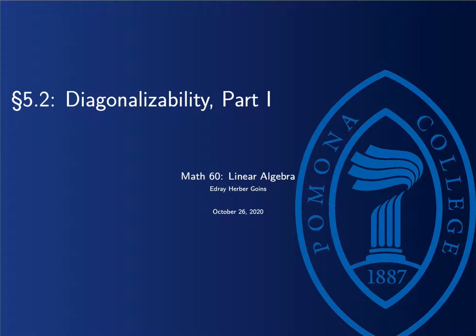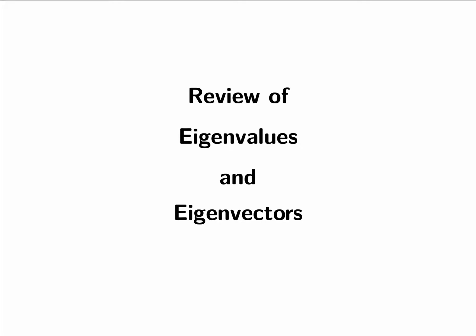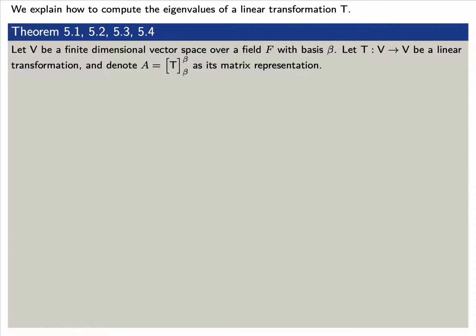Today we're going to talk about diagonalizability. In order to do so, let's first review some concepts of eigenvalues and eigenvectors. We'll explain how we can compute the eigenvalues and eigenvectors of a linear transformation T. Let's say that V is a finite dimensional vector space and we have a basis beta. Let's denote A as the matrix representation of some linear transformation T going from our vector space V to itself.